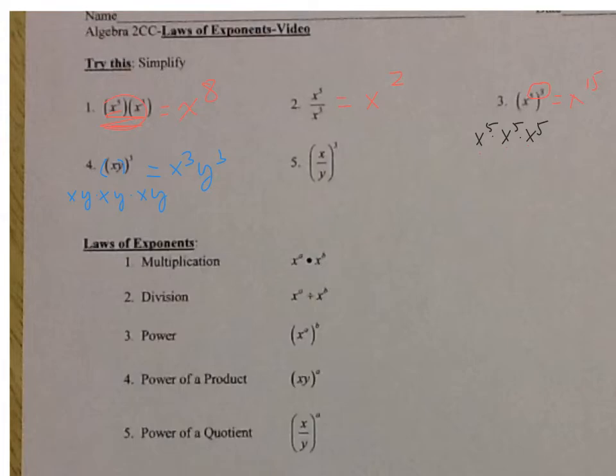All right, and then the same thing for the quotient rule. I have a quotient, x divided by y, raised to the 3rd power. You have to remember that that's x over y times x over y times x over y, which is x to the 3rd over y to the 3rd. So when you have a division raised to a 3rd power, you have to make sure it goes to the numerator and the denominator. All right, so let's write down our rules here.